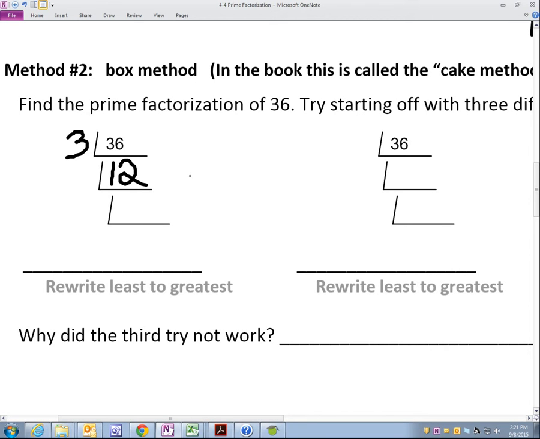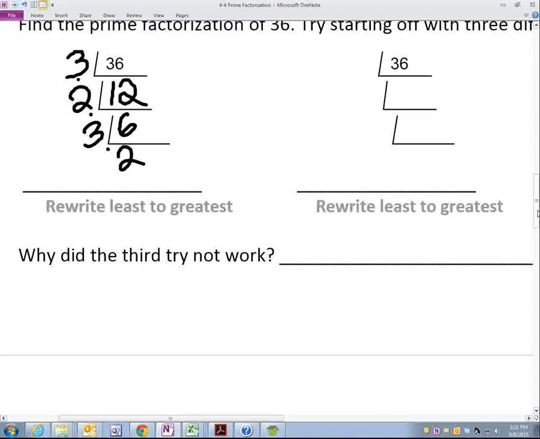Now I'm going to take one out of here, 2, and I'm going to get 6. I'm going to take 3, and I get 2 left over. Then I'm going to take the stuff on the outside, and I'm going to multiply them together. We got in order. I've got 2 times 2 times 3 times 3. 2 times 2 is 4 times 3 is 12 times 3 is 36.